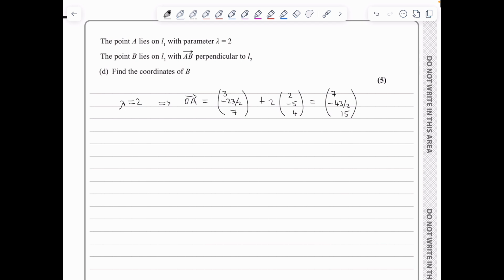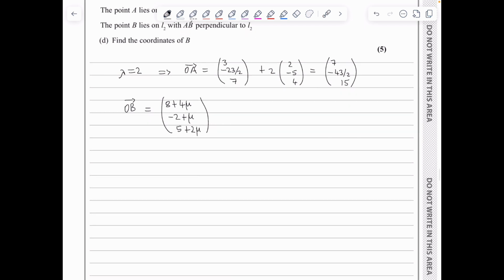Now the point B lies on L2, and for this reason there must be a value for mu that will give me the position vector of B. So OB can be written in the form of (8 + 4 mu, -2 + mu, 5 + 2 mu). We know that AB is perpendicular to L2, and whenever we've got two vectors being perpendicular, it means that the corresponding dot product is 0.